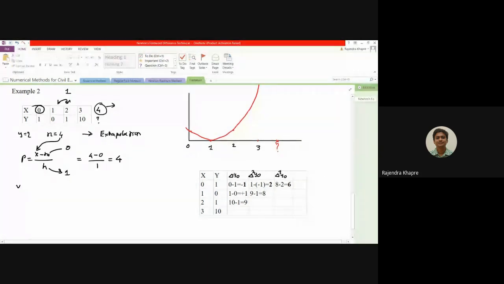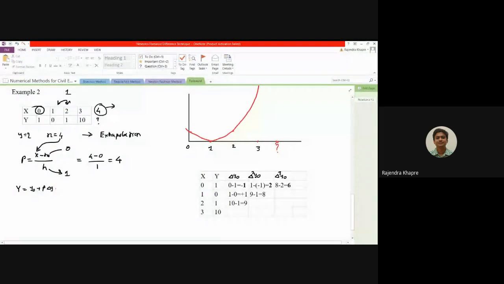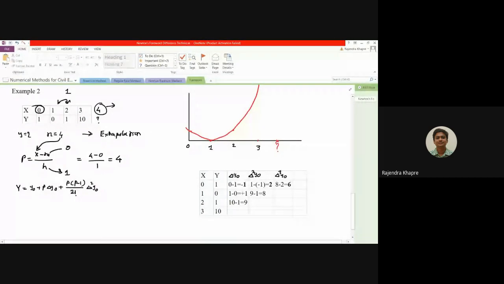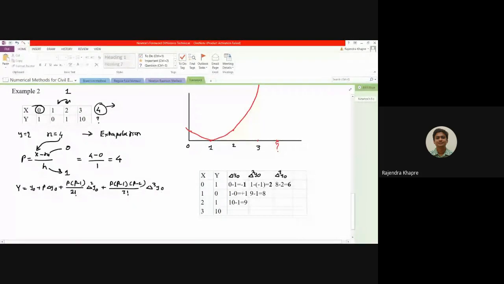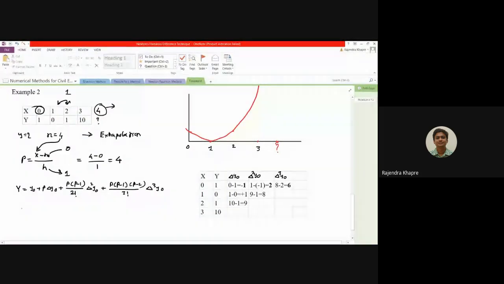Your capital Y will now be y0 plus p into delta y0, plus p into p minus 1 divided by 2 factorial into delta square y0. Plus one more term will come because we do have a value of delta to the power 3, so this will be p into p minus 1 into p minus 2 divided by 3 factorial into delta to the power 3 y0. So let us quickly substitute the values.